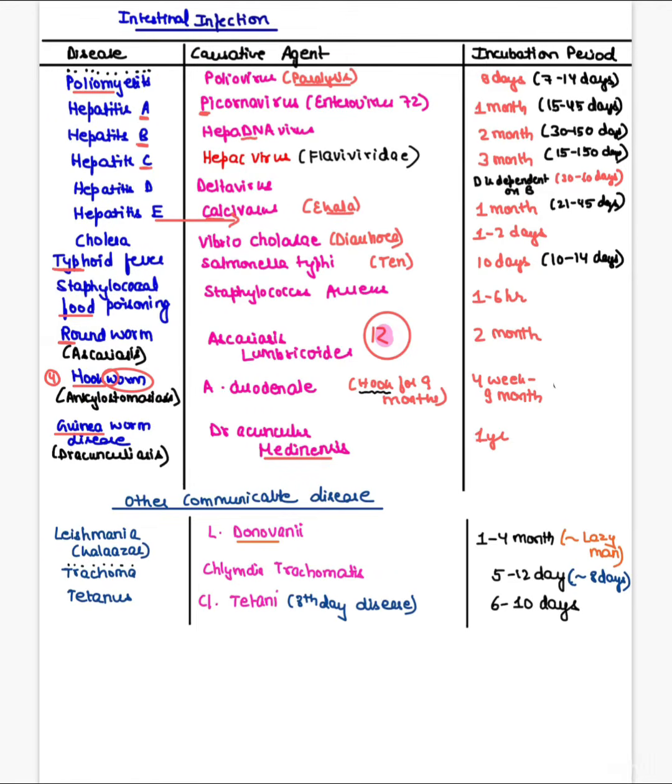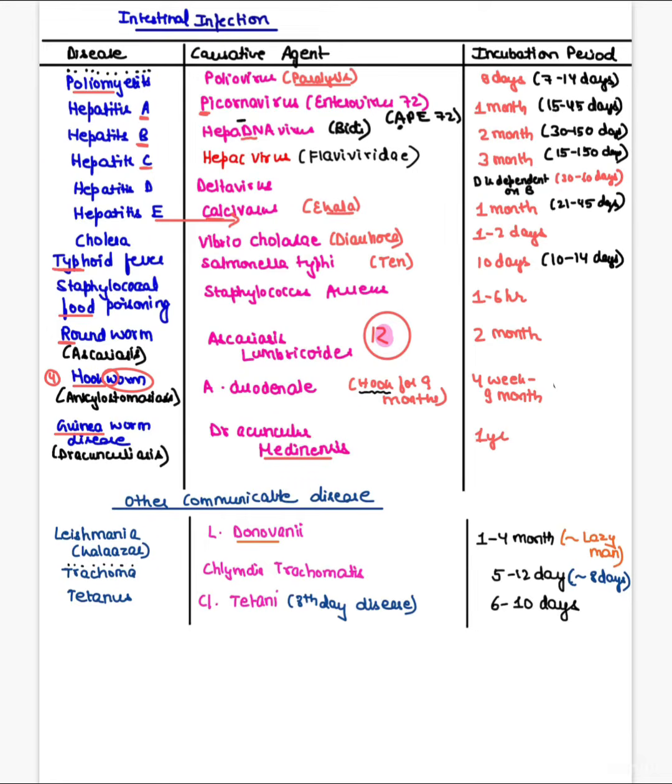Now coming on to hepatitis A, B, C, D, and E. First of all, they ask the question which family these belong to. Hepatitis A belongs to picornavirus, that is enterovirus 72. Remember, A, P, E 72. Then B, guys, remember: hepatitis B is the only hepatitis that is caused by a DNA virus. The rest of all hepatitis is caused by an RNA virus.